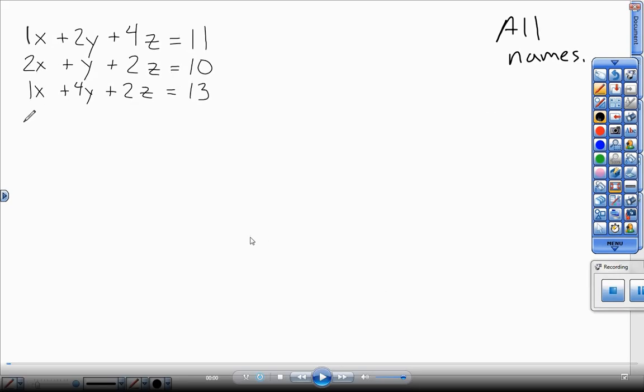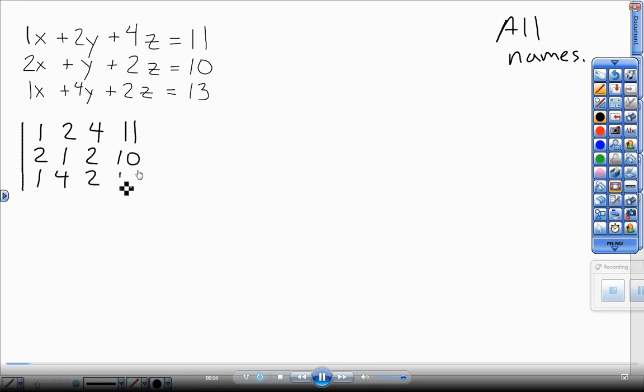Okay, for homework 1219, I'd like you to practice solving the system of three separate variables for three separate equations in matrix form. So I'd like you to write this without the variables, with just those coefficients: 1, 2, 4, 11, 2, 1, 2, 10, 1, 4, 2, 13.